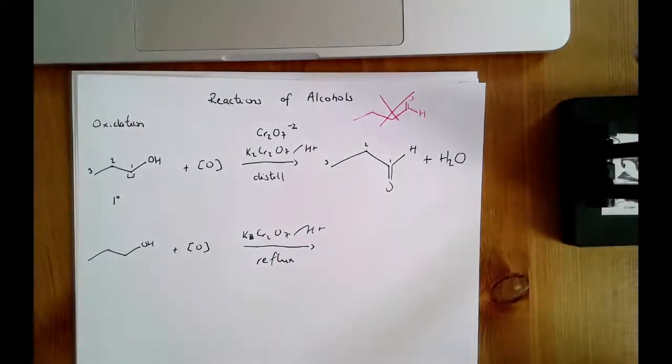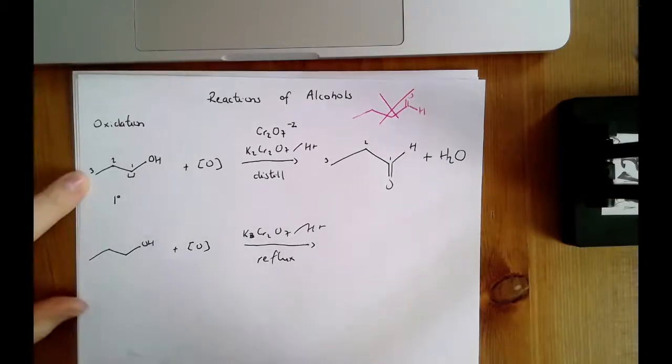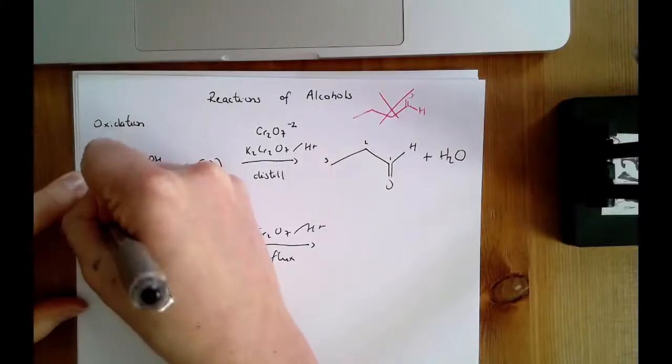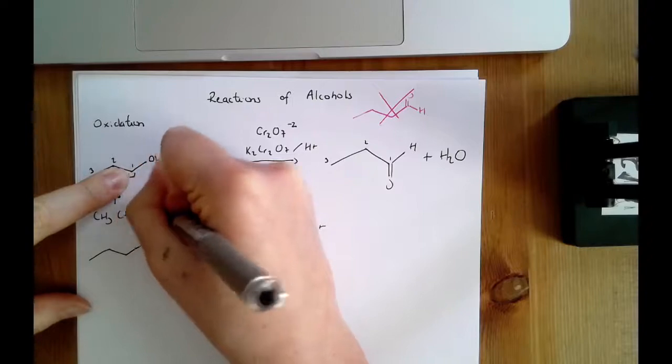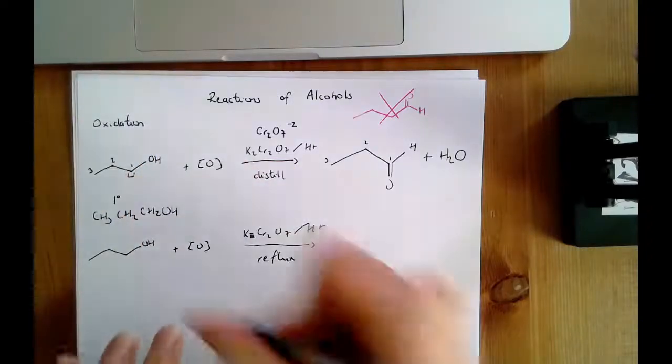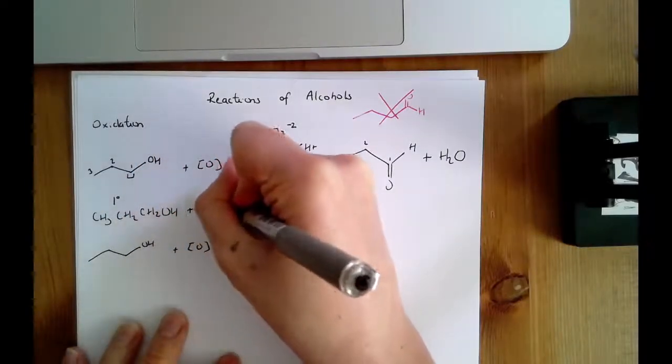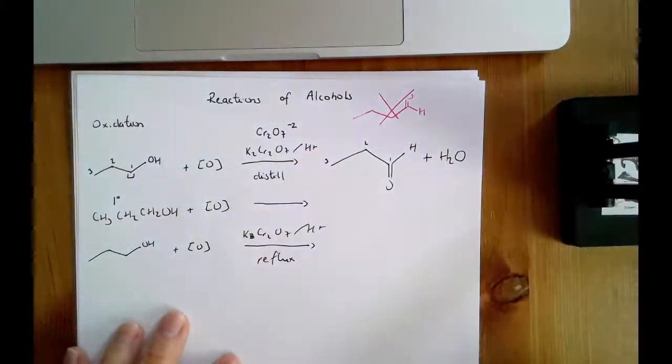If they asked you to represent this using structural formula instead of skeletal, I've got a CH3 at the end, then I've got a CH2, then I've got a CH2 bonded to an OH. So that's my primary alcohol. I'm oxidizing it. I'm not going to write the reagent again, but it would be the same.